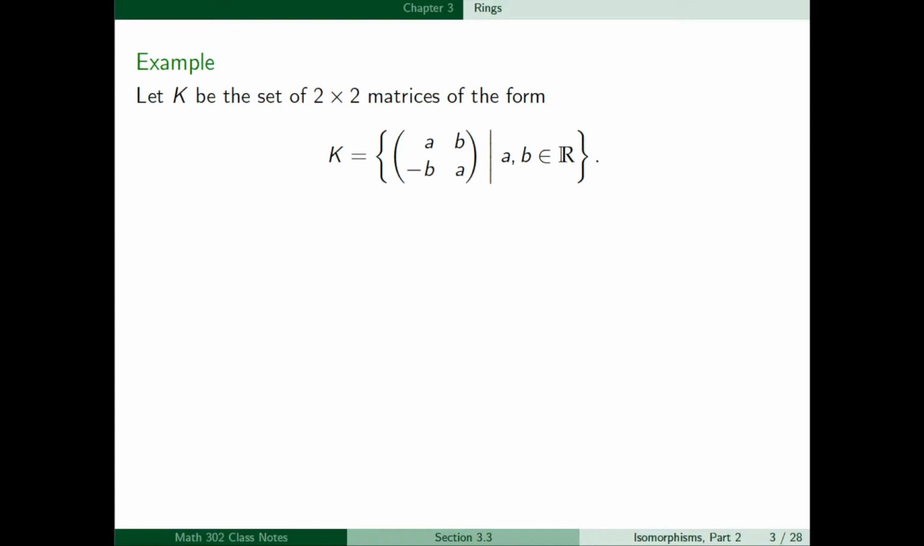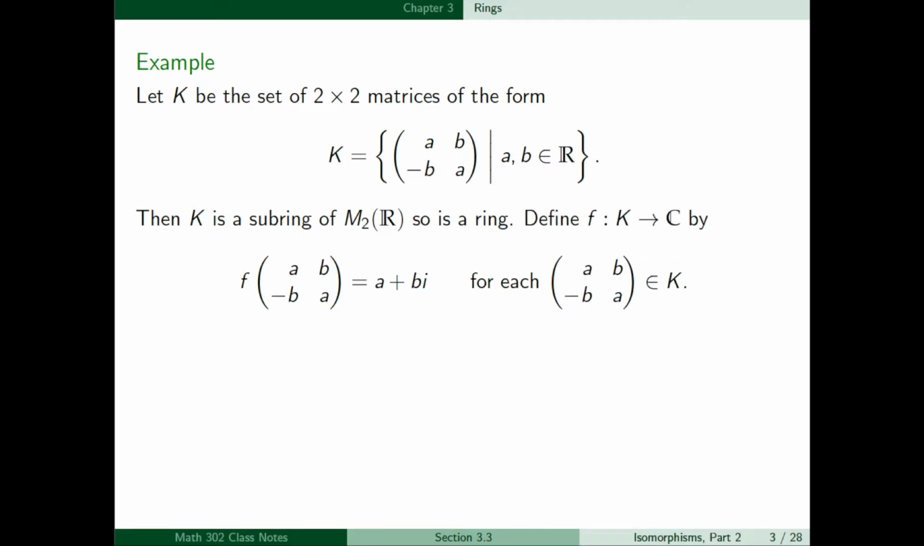For an example, let K be the set of 2 by 2 matrices of the form [a, b; -b, a], where a and b range over the real numbers. So the diagonal entries are the same and the off-diagonal entries are negatives of one another. Then K can be shown to be a subring of M2(R), so it is a ring.